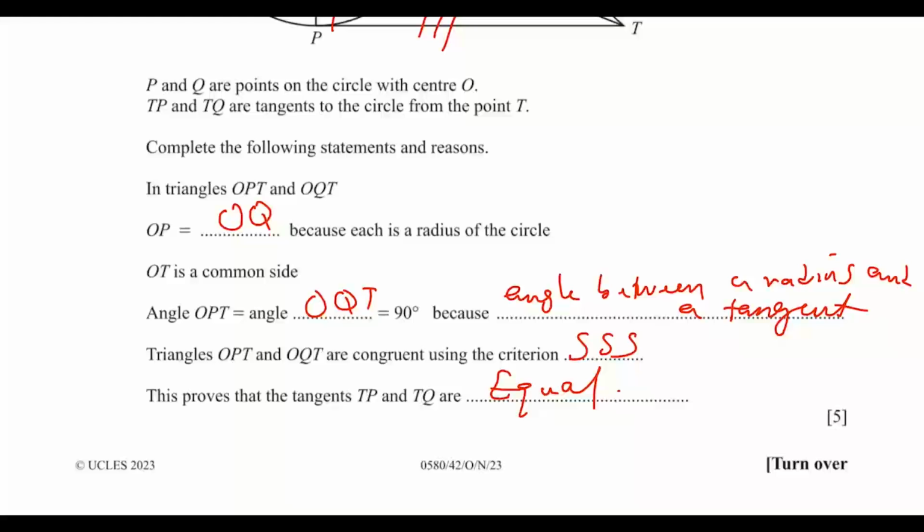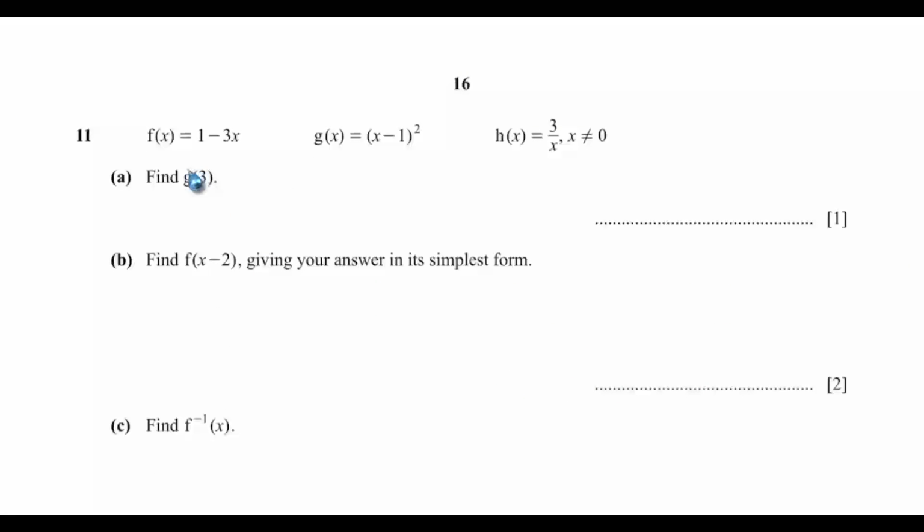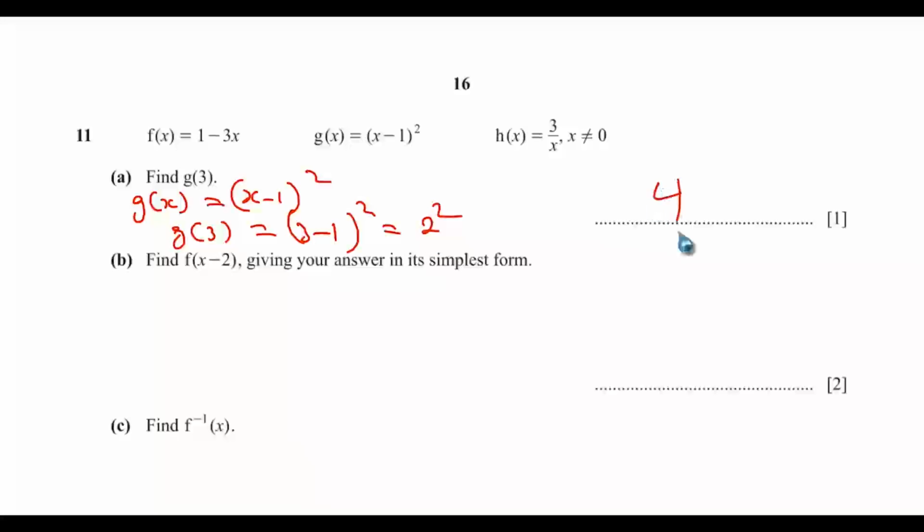That will be question 11. f of x equals 1 minus 3x. g of x equals x minus 1 to the power of 2. h of x equals 3 over x, where x is not equal to 0. Find g of 3. So g of x is given as x minus 1 to the power of 2. So g of 3 now will be equal to 3 minus 1 all squared. That will be 2 squared, and that will be 4. So that is g of 3.